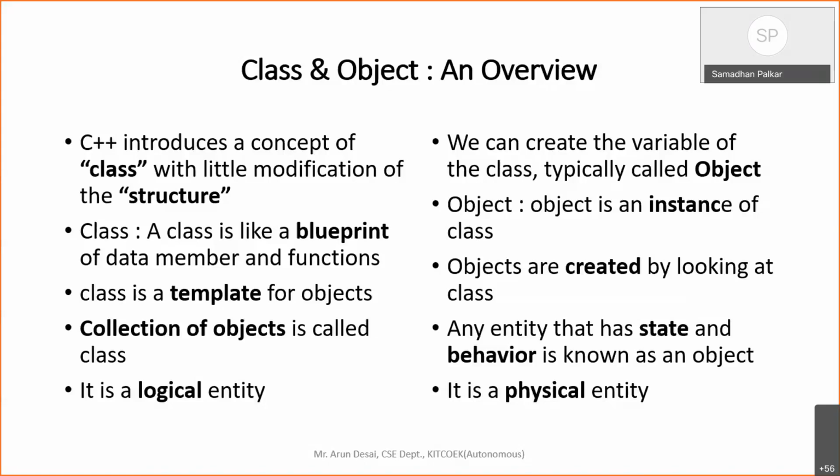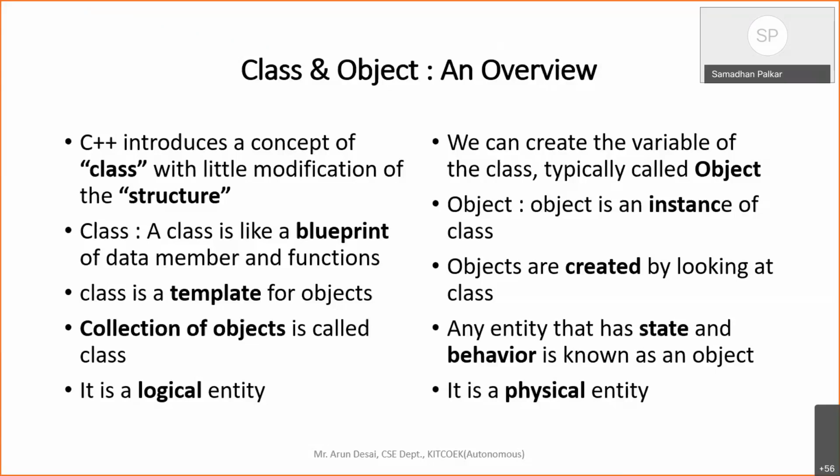One more thing: why is a class a logical entity, and why is an object a physical entity? As I already mentioned, a class is a template, a blueprint or a model for an object. So it is simply a logical entity. It is just a framework, so it doesn't get a memory block inside your memory. For that reason, it is treated as a logical entity.